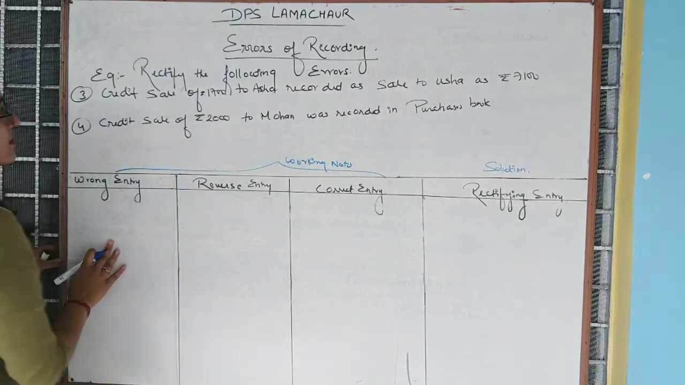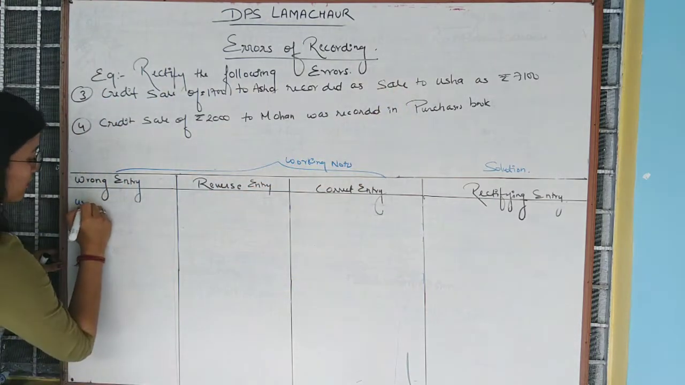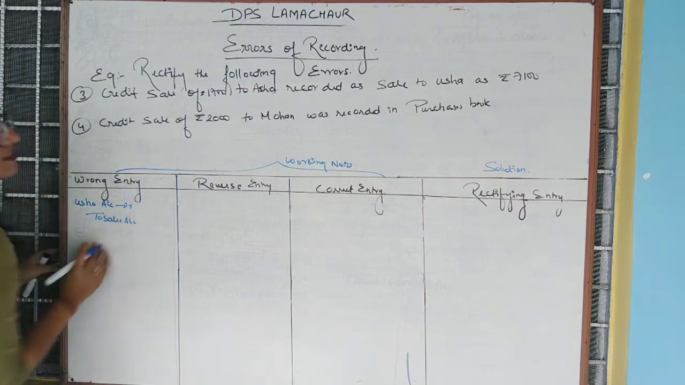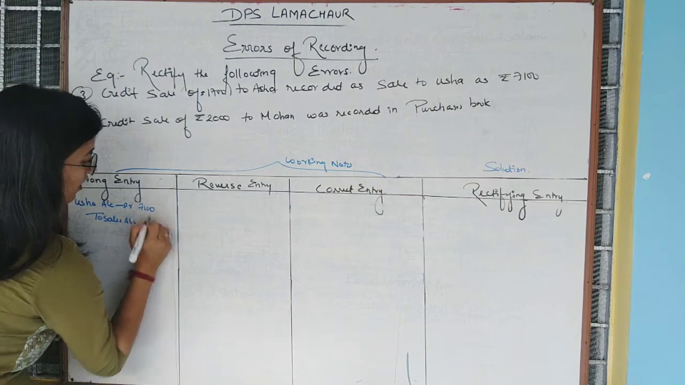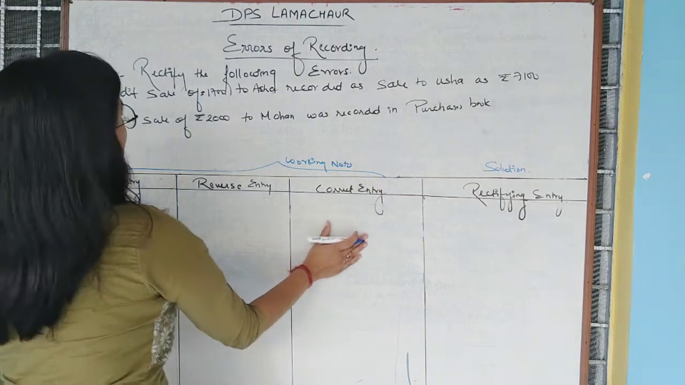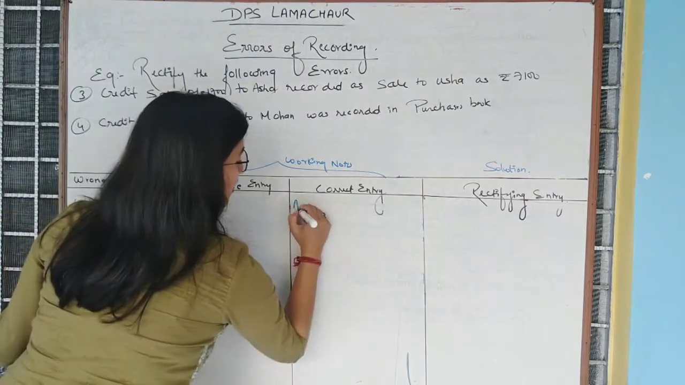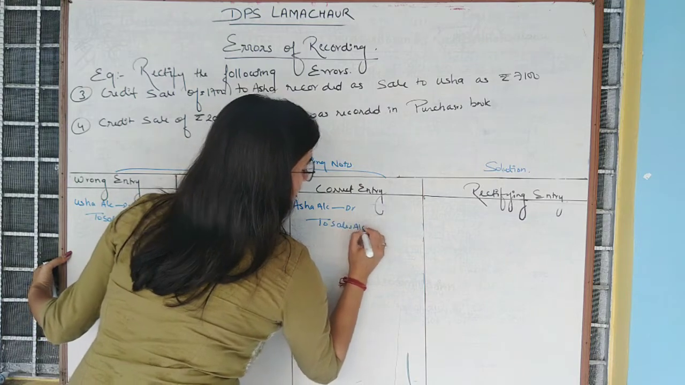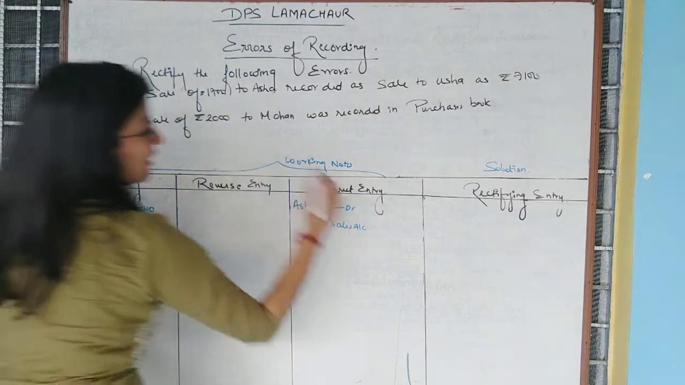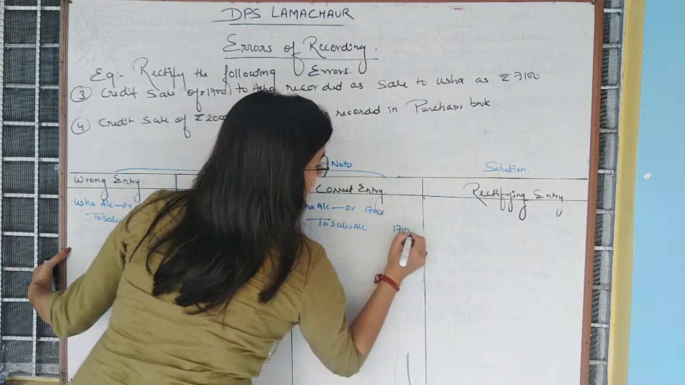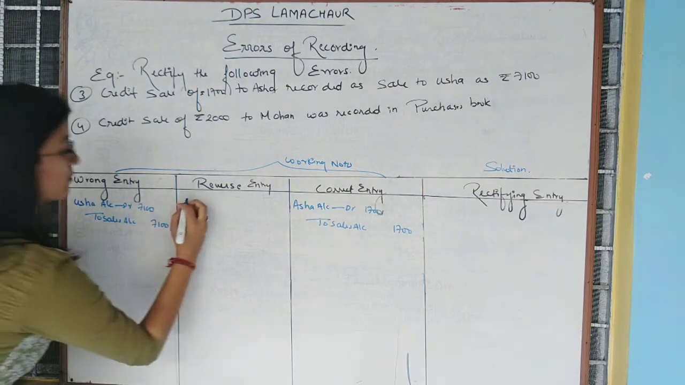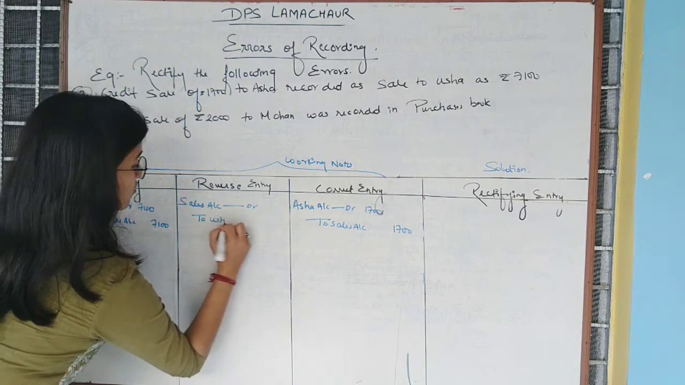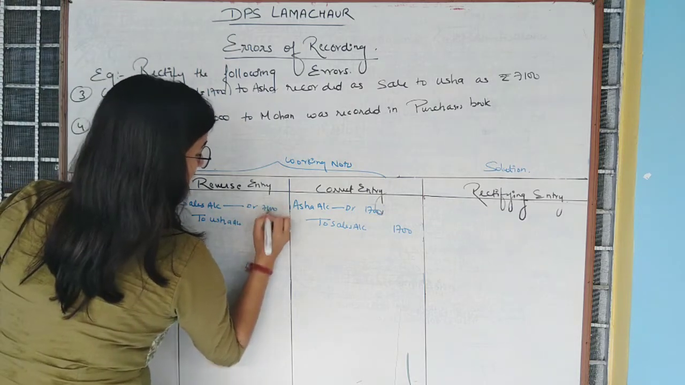So the wrong entry is credit sale to Usha. Entry will be Usha account debit to sales account, and the amount is 7100. Correct entry will be sale made to Asha, Asha account debit to sales account, and the amount will be 1700. Now the reverse of wrong entry will be sales account debit to Usha account 7100.